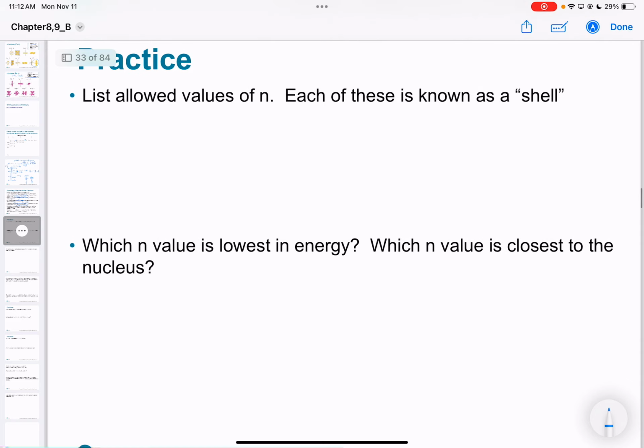Okay? All right, so let's use this and do some practice here. So start with these 2. List what n can be, which one's lowest in energy, and which one is closest to the nucleus. Take maybe a minute or so, and then we'll talk about that.